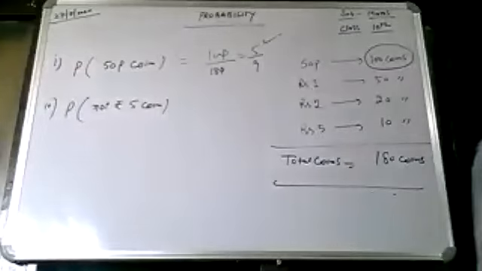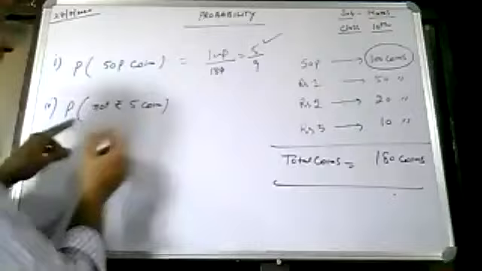Okay? Now who will answer this question? Not rupees 5 coin. Sir, 17 by 18. Yes, you want to say something? Sir, 17 by 18.